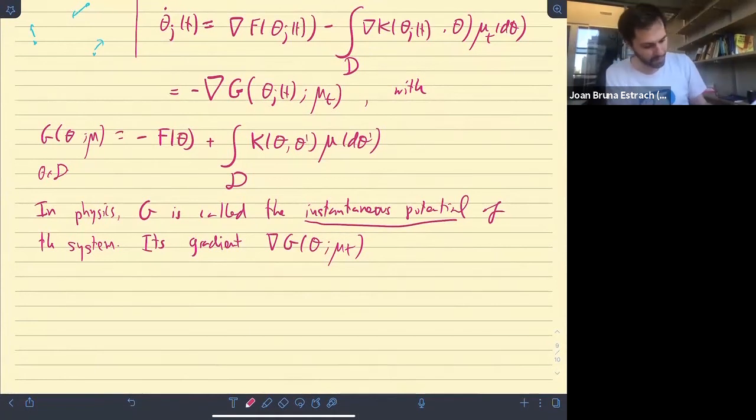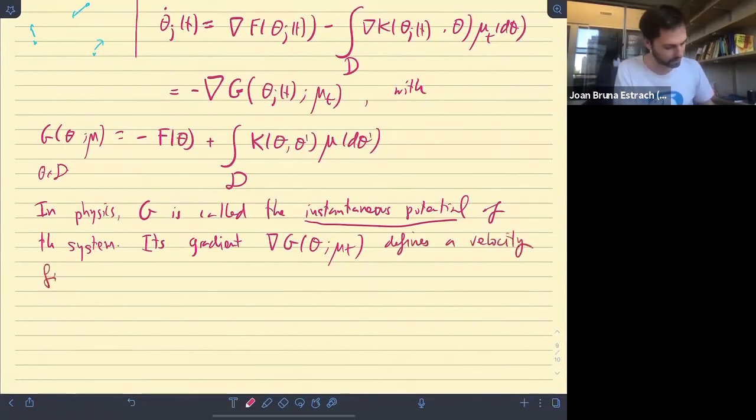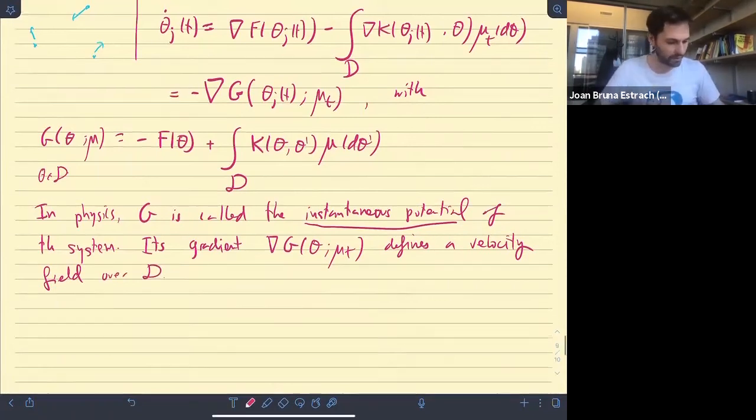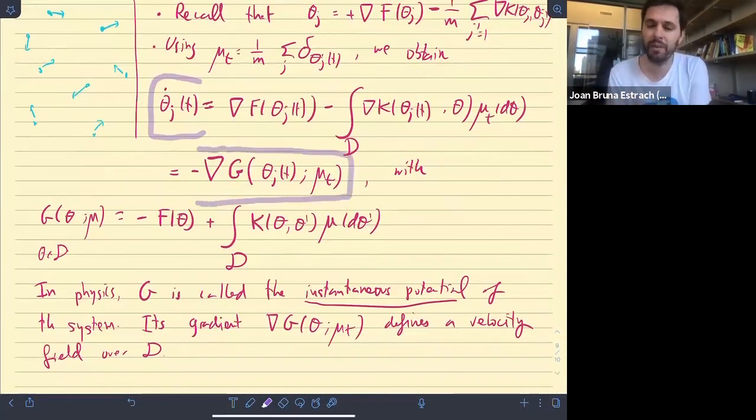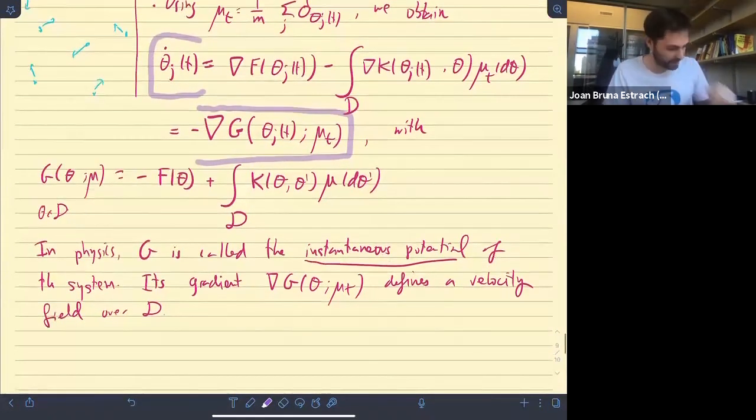Okay, and so its gradient defines the velocity field over D that any particle feels. So if you look above, what do you see in this equation? The velocity that every particle feels is the negative gradient of this potential, right? Typically, if you remember from Newtonian mechanics, the gradient of the potential function is what defines the velocity, like the force.